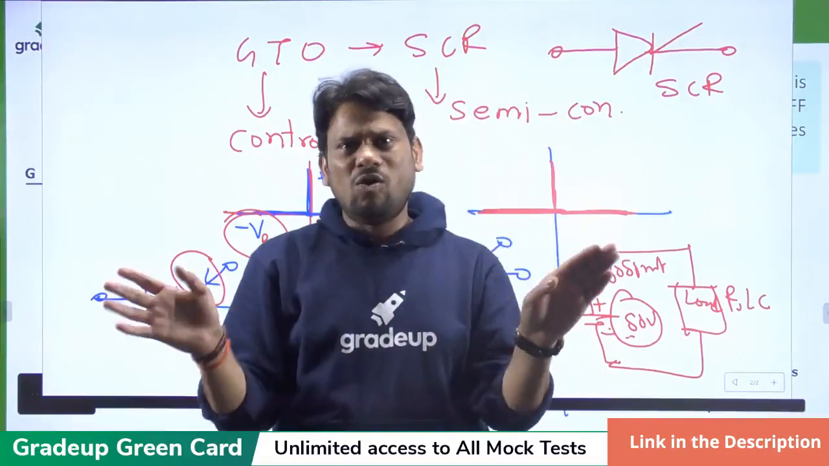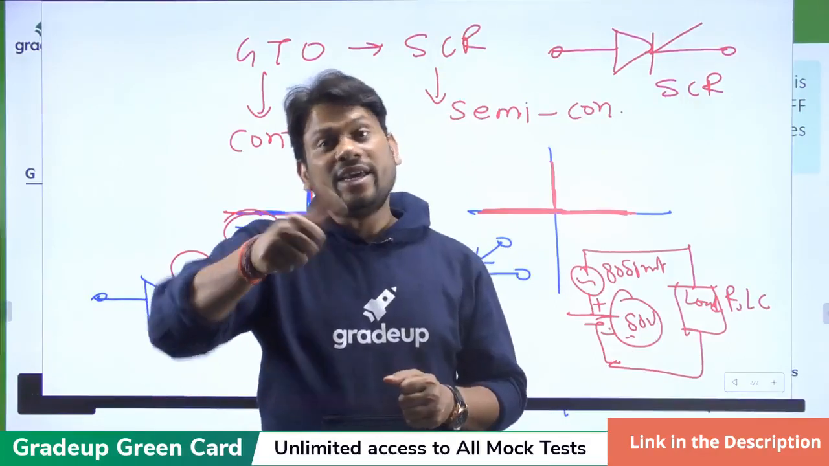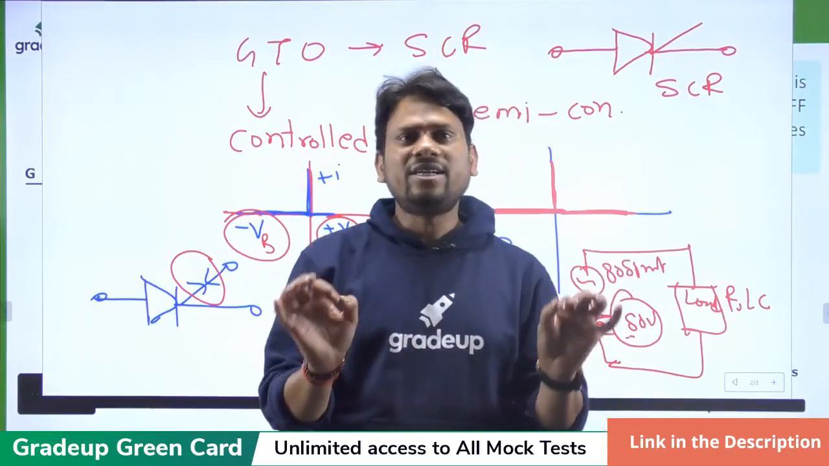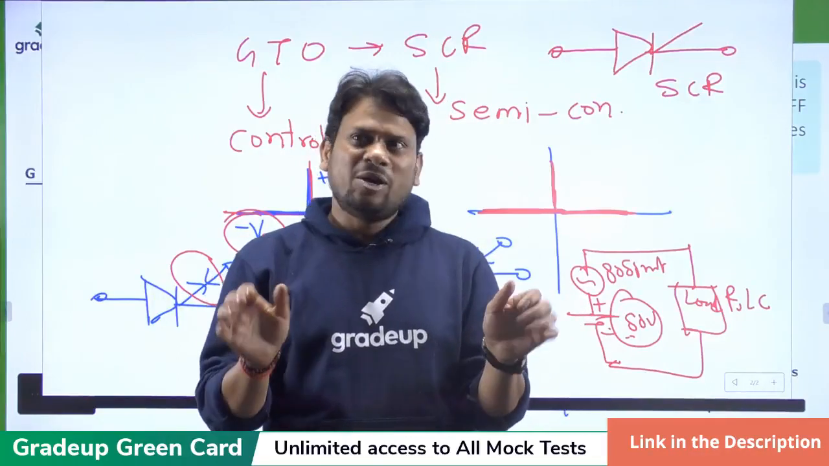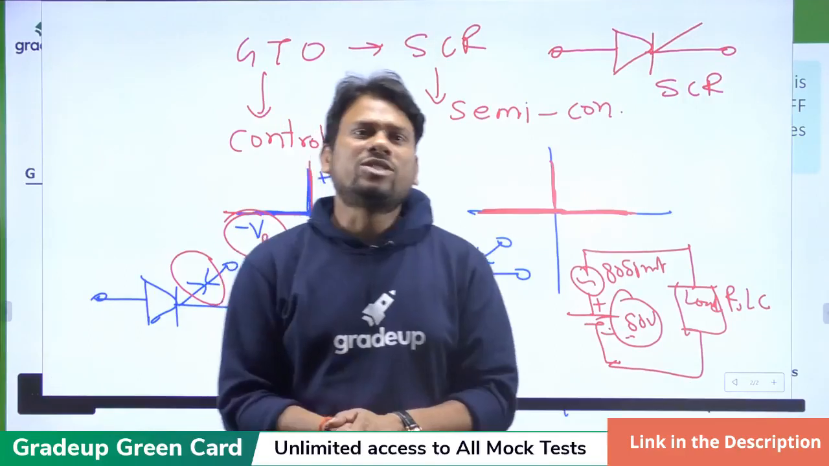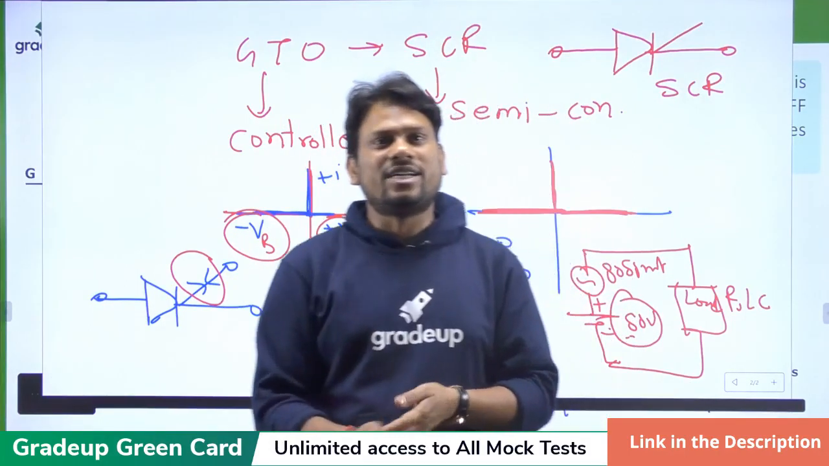But there is no such type of question, so you can say GTO gate current is high or SCR gate current is low. Please mind it, that type of stupid question will not be available anywhere. Okay. Now see, it can pass current in both direction depending upon its rating.